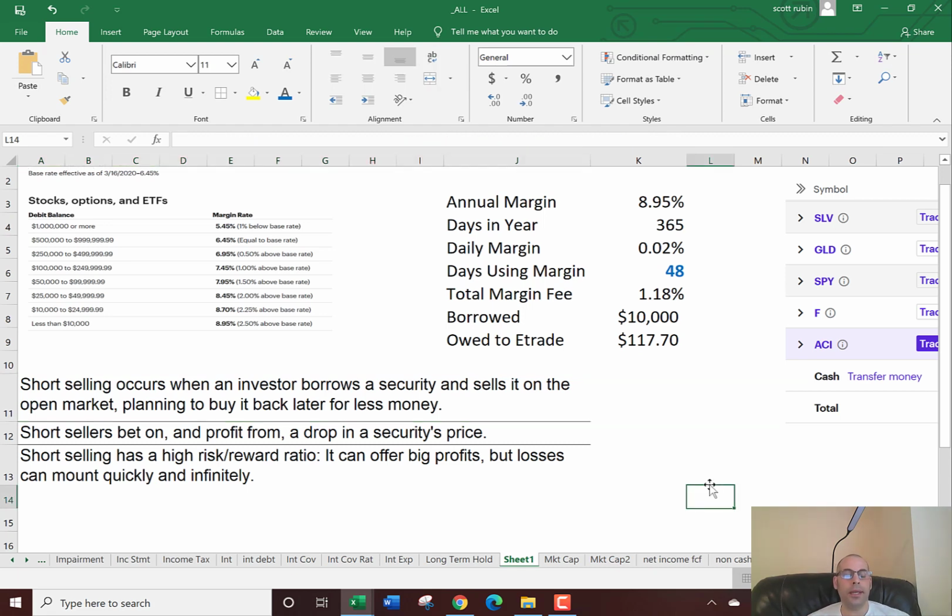The reason short selling is so risky is because if you think about the other side of things, when you buy a stock, say for $100, you may lose $100. That's all you can lose at most. But when you short a stock, the price can go up to infinity, so you can lose a lot more than $100. Let's actually short a stock in E-Trade.